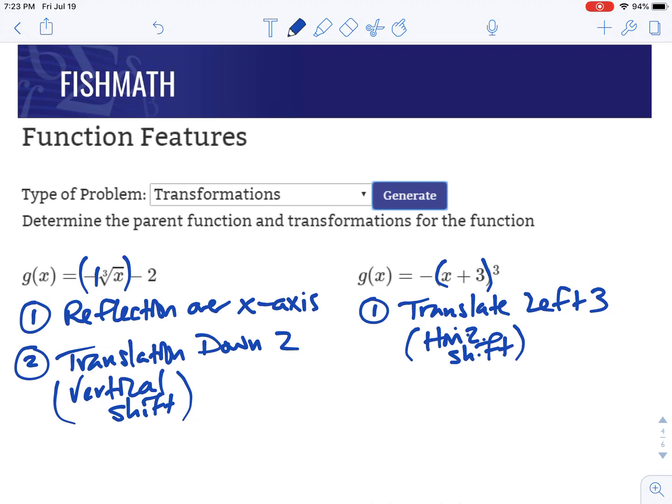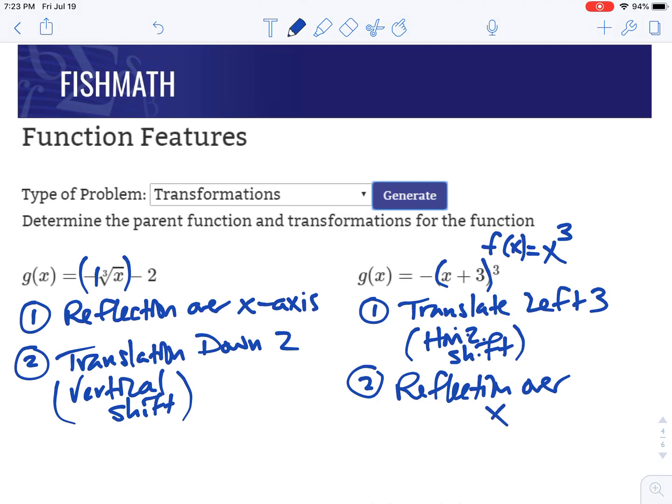And then the cubed on the outside, that's just part of the parent function. The parent function here would be x cubed, f of x equals x cubed. This one's g. So that's not a transformation. It's just part of the actual function itself. The only other transformation here is the negative, which again reflects it over the x-axis. And the parent function for the previous one was the cubed root of x.